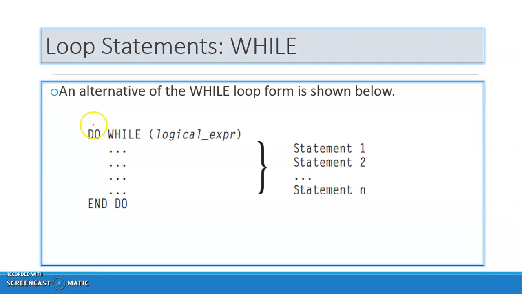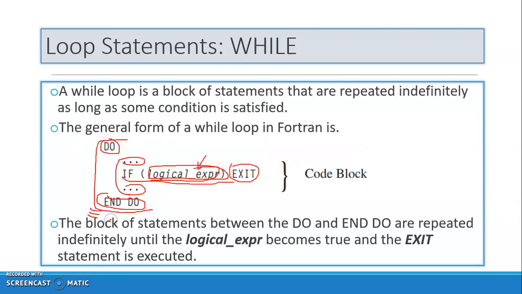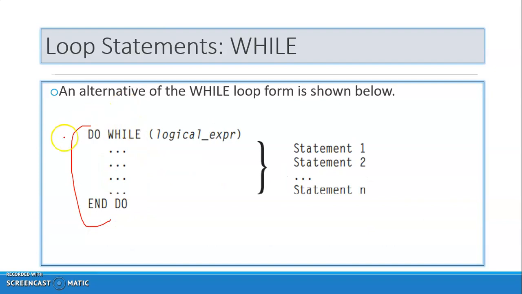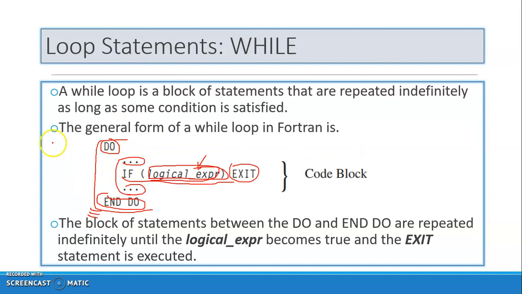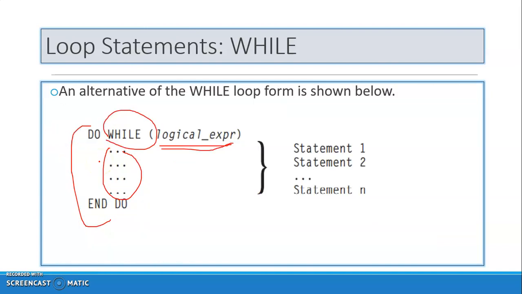Another form of while loop is this one. Instead of writing it with an if statement as we did before, you can have your while loop like this, where you have do followed by the while keyword, then you have your logical expression here. That should always be true for this loop to execute. The moment this logical expression is false, our loop is going to terminate. But the moment this one is true, our loop is going to keep repeating. So this is another form, but the previous form is more common as compared to this one.